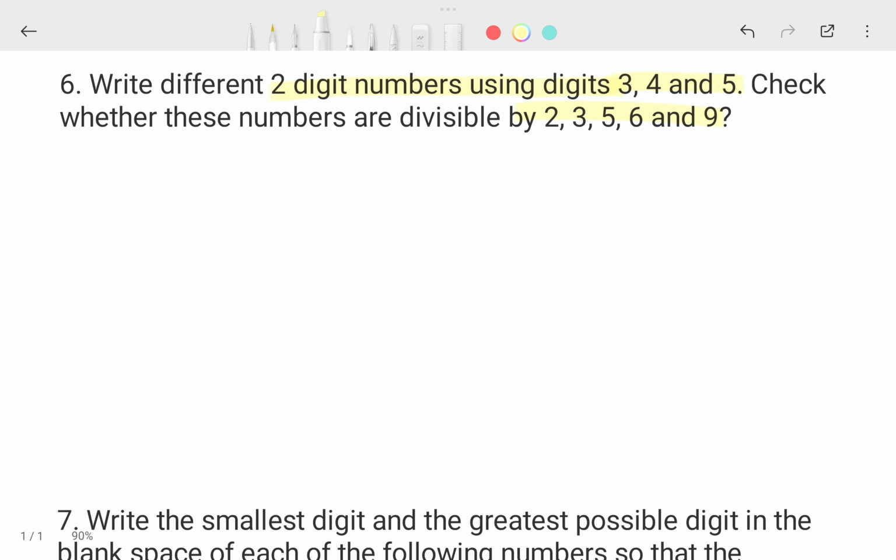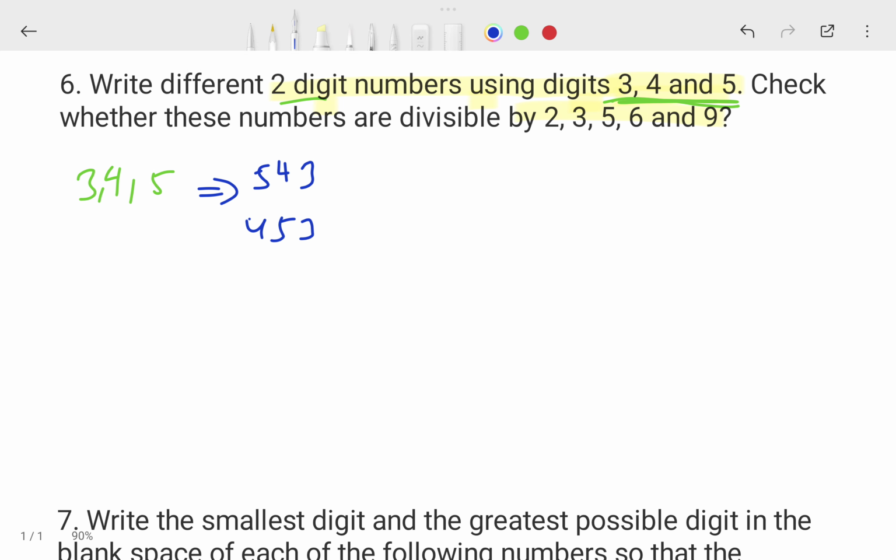Question 6. Write different numbers using these digits and check whether these numbers are divisible by 2, 3, 5, 6 or not. So by using these digits, you have to write two different numbers. Here 3, 4 and 5 are given. You can write like this: 5 4 3, and one more number, 4 5 3. We can write these two numbers.